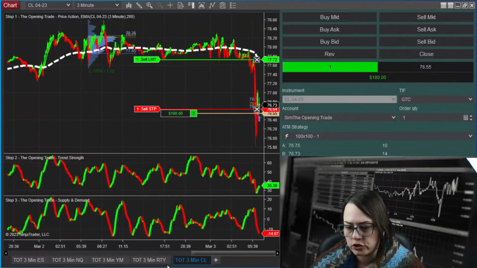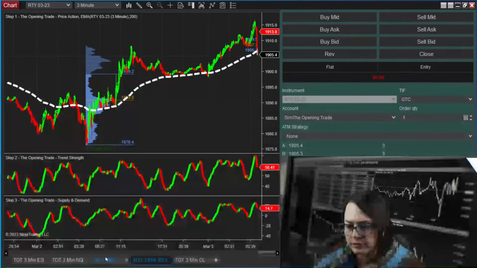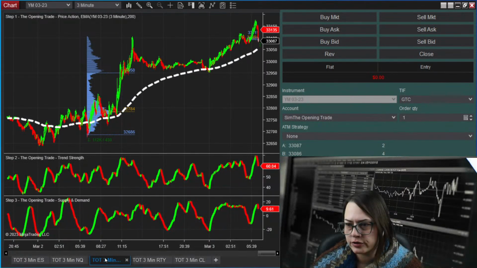So now we're going to look at some of these other tabs because I like where my bars are there, and it's in a long trade. So here we have the Russell 2000 future, and you see it's hitting, and there's no trade because it's just hit the 200, and that's too close. We don't want it hitting the 200. We want it to be far away from the 200, which is that white dotted line.